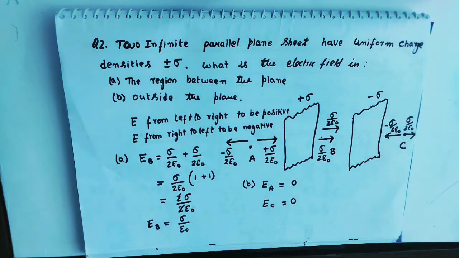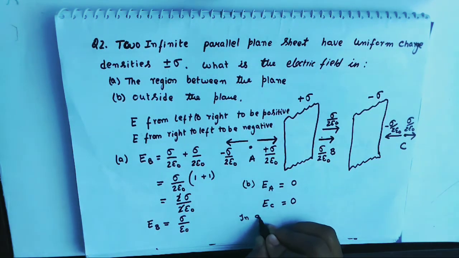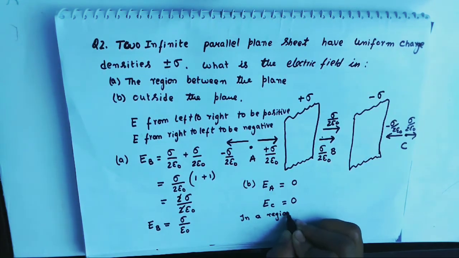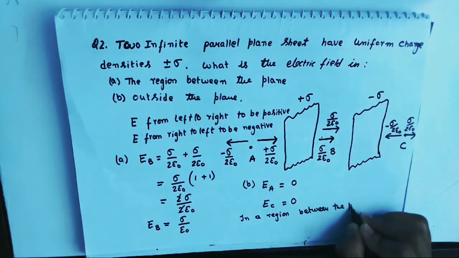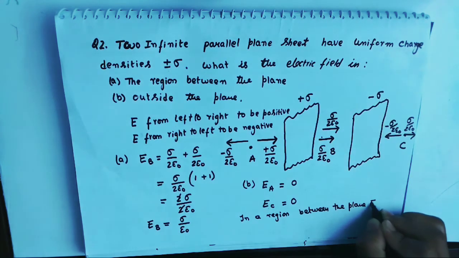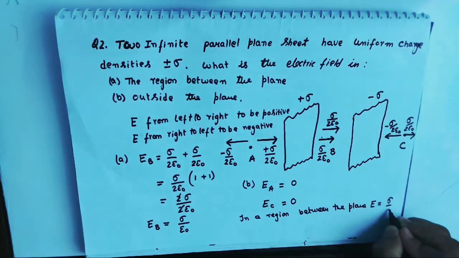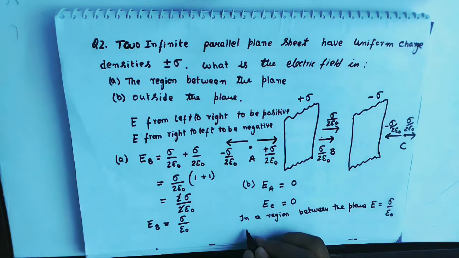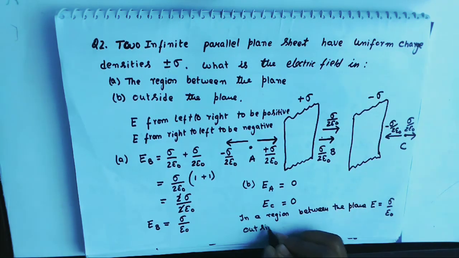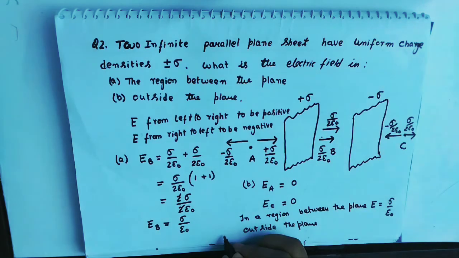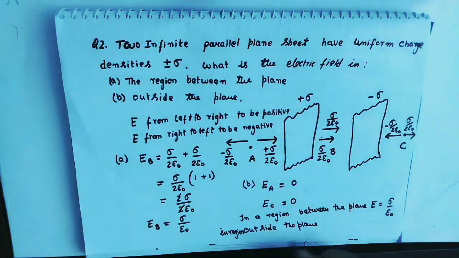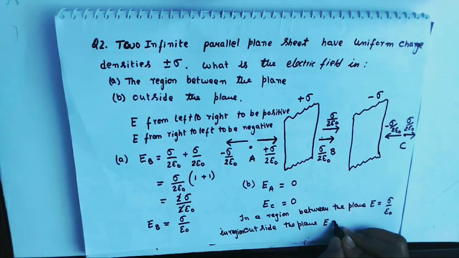So from here we conclude that in the region between the planes, E is equal to sigma by epsilon naught, but in the region outside the planes, E is equal to 0.